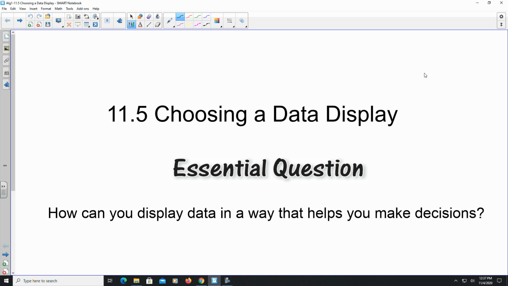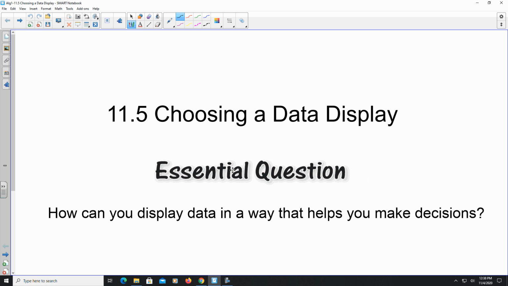In this lesson, we're going to be looking at section 11.5, where we're going to be choosing a data display. One of the things that we have to ask ourselves and answer is how can you display data in a way that helps you make decisions?